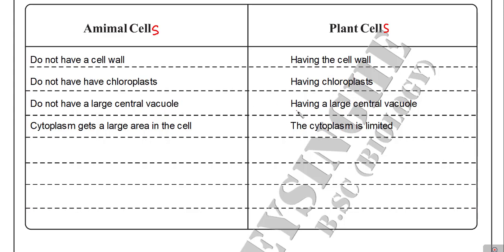Having a large central vacuole, plant cells, they are having. Animal cells, they do not have. Cytoplasm gets a large area in the cell because actually it has less things. The cytoplasm is having a large area. In plant cells the cytoplasm is limited. That means a cytoplasmic field, right?